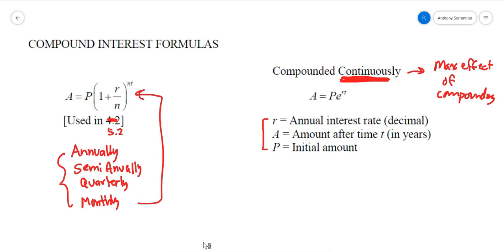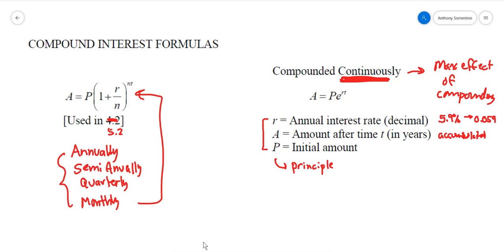These are still standing for the same things. R is still the interest rate written as a decimal. If you have like 5.9%, you have to convert that to 0.059. A is the amount after t years, or we sometimes would call that the accumulated amount. And P is the initial amount, which we would often call the principal.